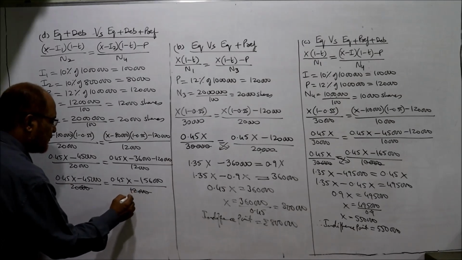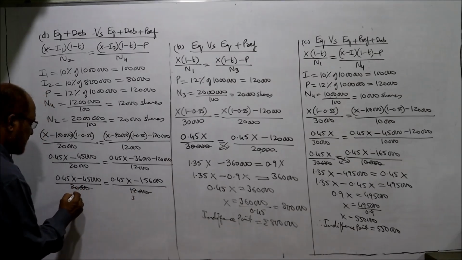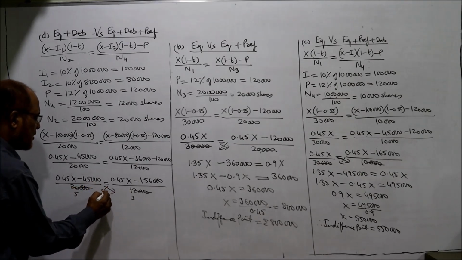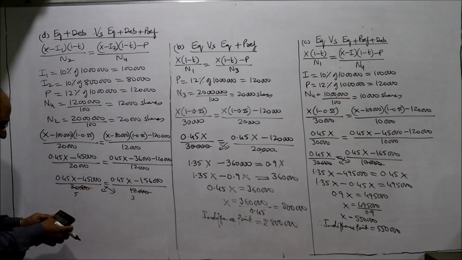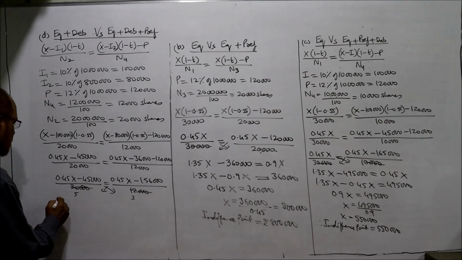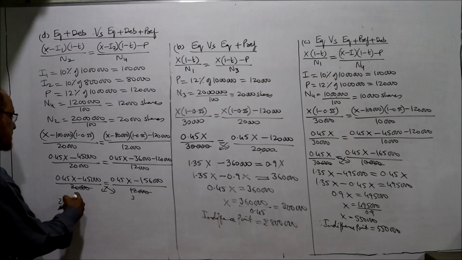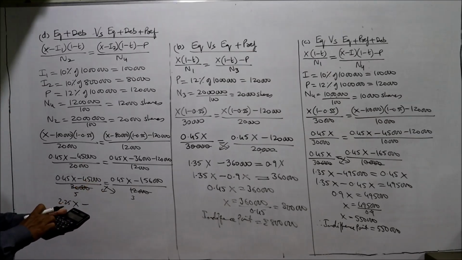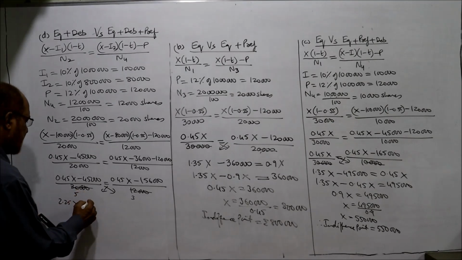4 3s are 12, 4 5s are 20. Now we can make the cross multiplication. 5 into 0.45 is equal to 2.25x minus 5 into 1,56,000. 1,56,000 into 5 is 7,80,000.